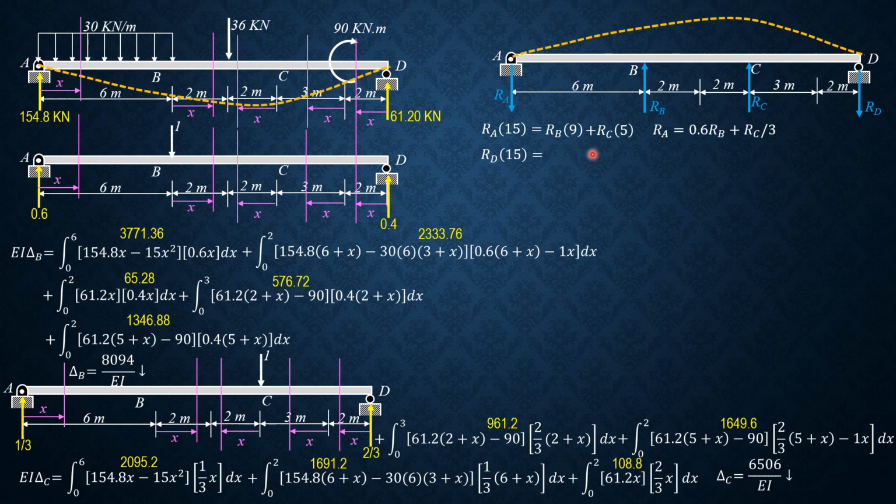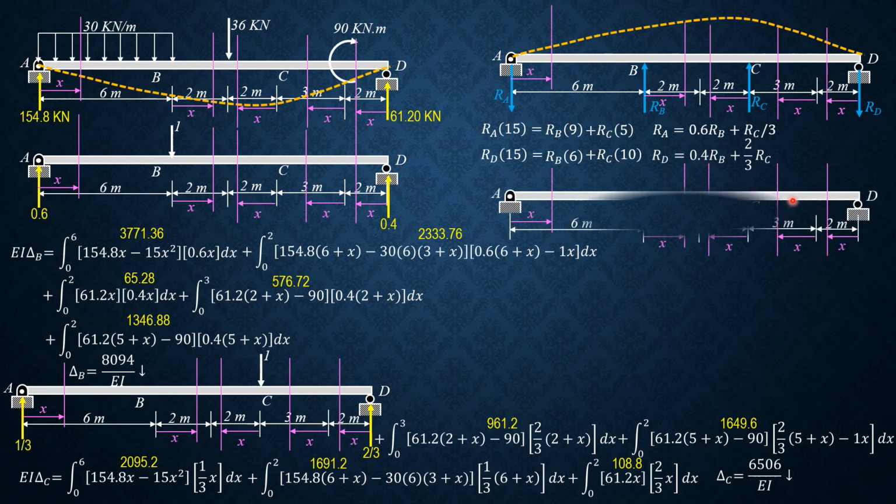Then RD times 15 equals RB times 6 plus RC times 10. So R sub D is 0.4 of RB plus 2/3 of R sub C. So same sectioning, and this is the virtual load applied upward to deflect upward. So this, if that is upward, reaction is downward.